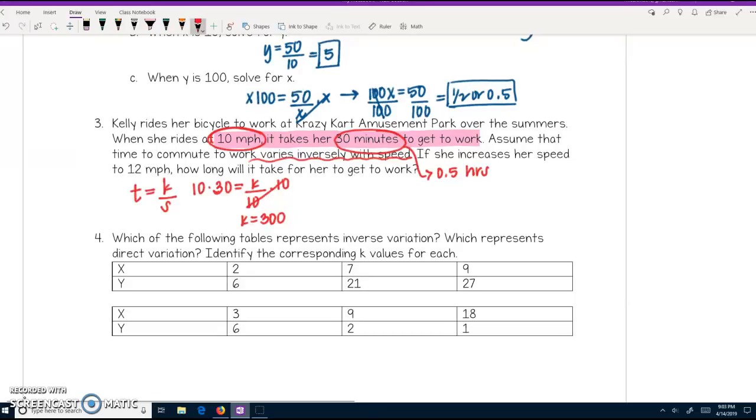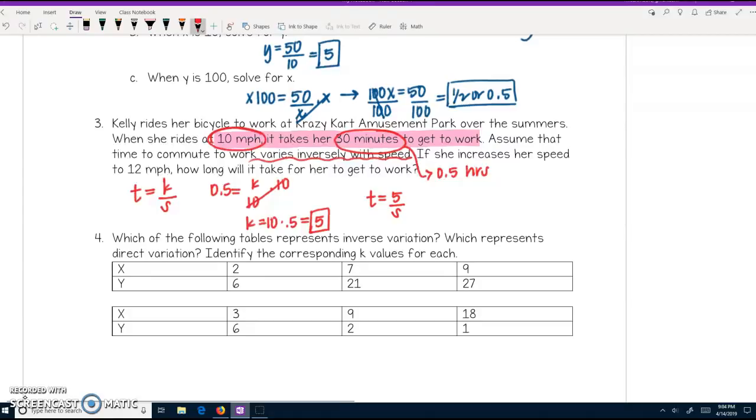So let me back this up here, and I'm going to get rid of that 30 over on this side, and I'm instead going to set it equal to 0.5, which is going to give me an easier constant to work with. So my k this time will be 10 times 0.5, which is equal to 5. So then when I have that value, I can say, okay, my time is equal to 5 over my speed. And that's going to be the equation I can use for predictions.